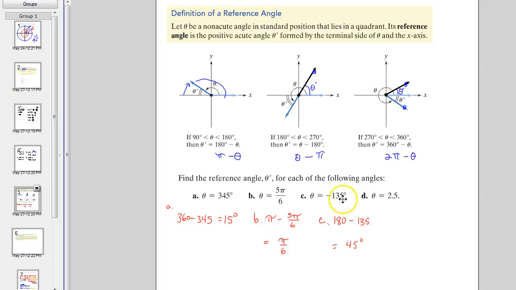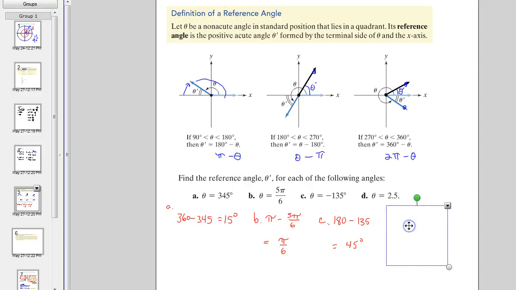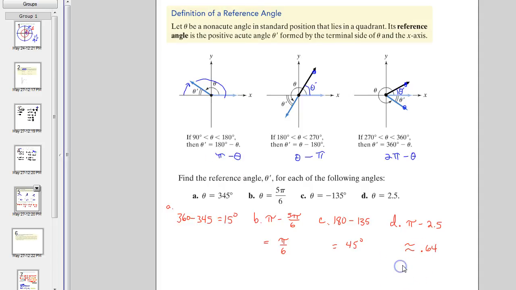Okay, so this was degrees. There's no degree symbol there, so we're assuming that's radians. So once again, what we saw before, this is pi over 2, this is pi, so 2.5 is between these two numbers. So once again, we're in quadrant 2. So we're going to take pi for quadrant 2 and subtract the angle in radians, and we're getting about 0.64. On your calculator, pi minus 2.5 gives me this, and that's where that's coming from.